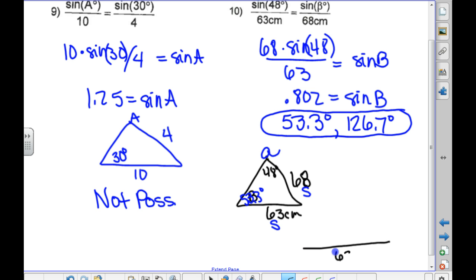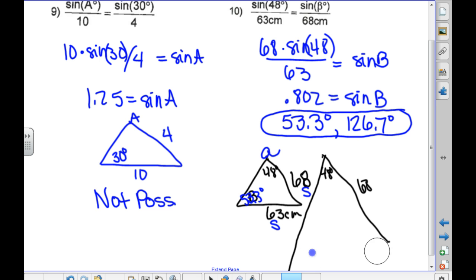Okay. If this is 63 centimeters, I don't want to draw it that way, do I? Sure I can. This one's 68, and there's a 48-degree angle up here, okay? The situation is that we don't know whether this 63 looks like this. Let me see if it'll let me. I don't think I can just... The 63 might be going like this, or it might be going like this.